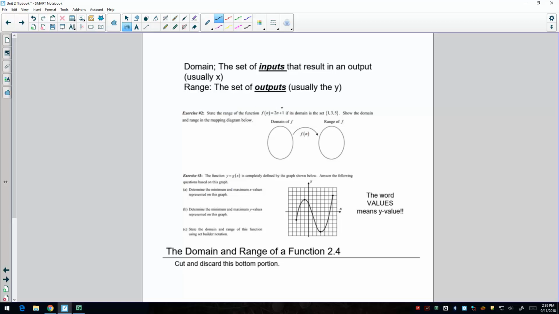Everyone, today's video is on section 2.4. It is on the domain and range of a function. First, we're going to start with defining what the domain and the range are of a function.